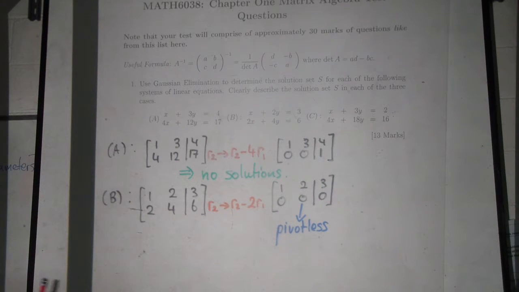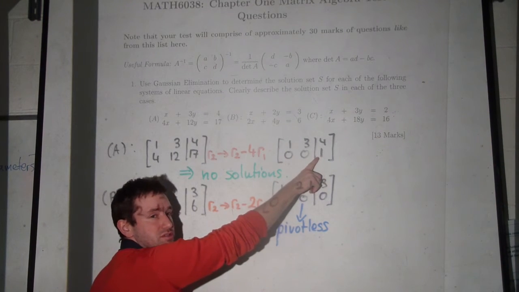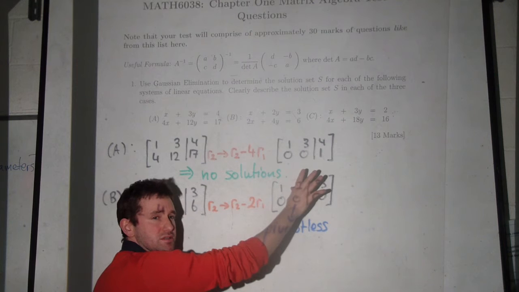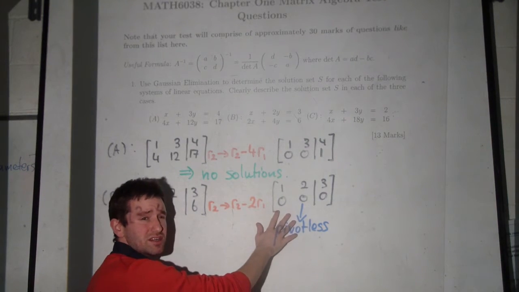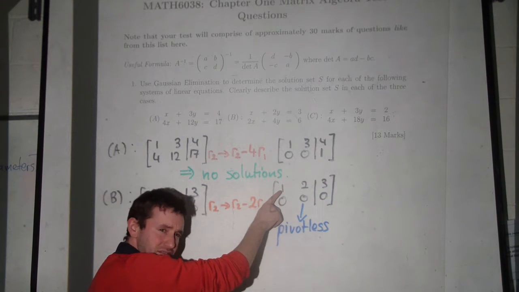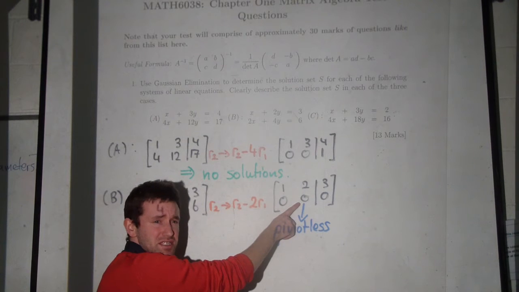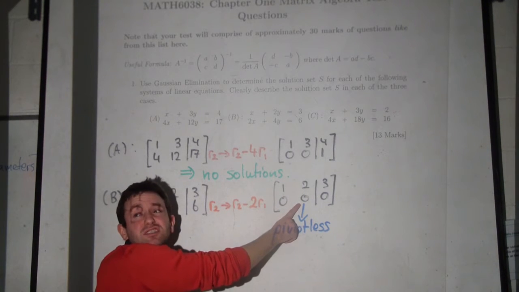It's as simple as this. Have you got solutions, yes or no? Whenever you have this, you have no solutions. If you don't have that, you have solutions. Always. And you get down to here and you look at the pivots. If there's a pivot, it's not a parameter, or doesn't have to be a parameter. If you have a pivotless column, that's a parameter. That's what it is.